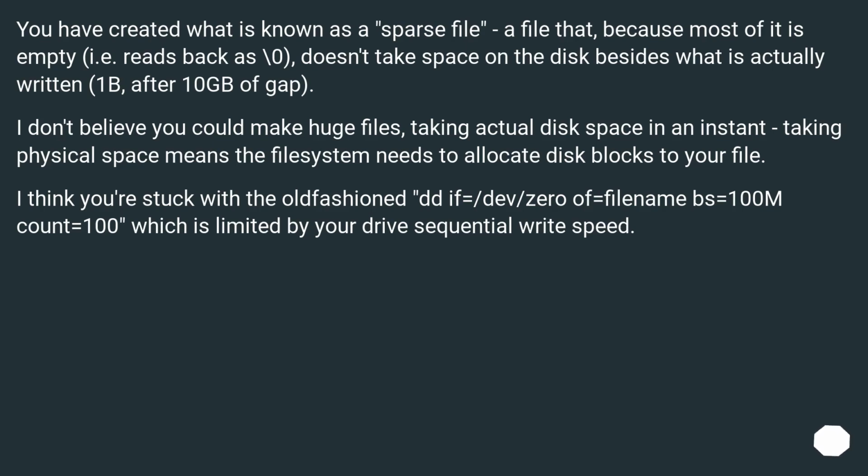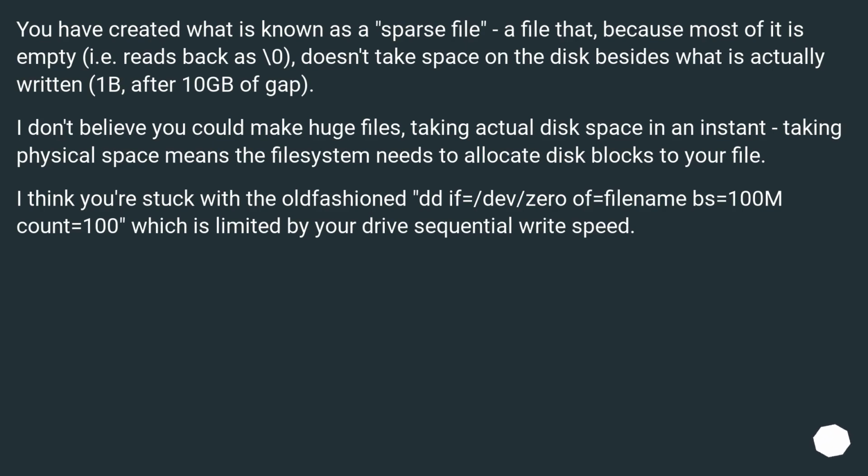You have created what is known as a sparse file, a file that, because most of it is empty, i.e. reads back as \0, doesn't take space on the disk besides what is actually written, 1 byte, after 10 GB of gap. I don't believe you could make huge files, taking actual disk space, in an instant.